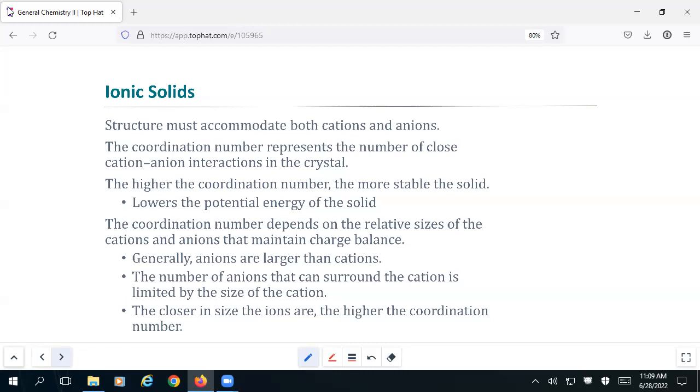Like we saw with our unit cells yesterday, coordination number has a lot to do with stability. Yesterday we talked about it more from a packing efficiency standpoint. Today we're talking about it more from a stability standpoint. The more interactions we get, the more ionic intermolecular forces are being generated, the more stable the structure will end up being.